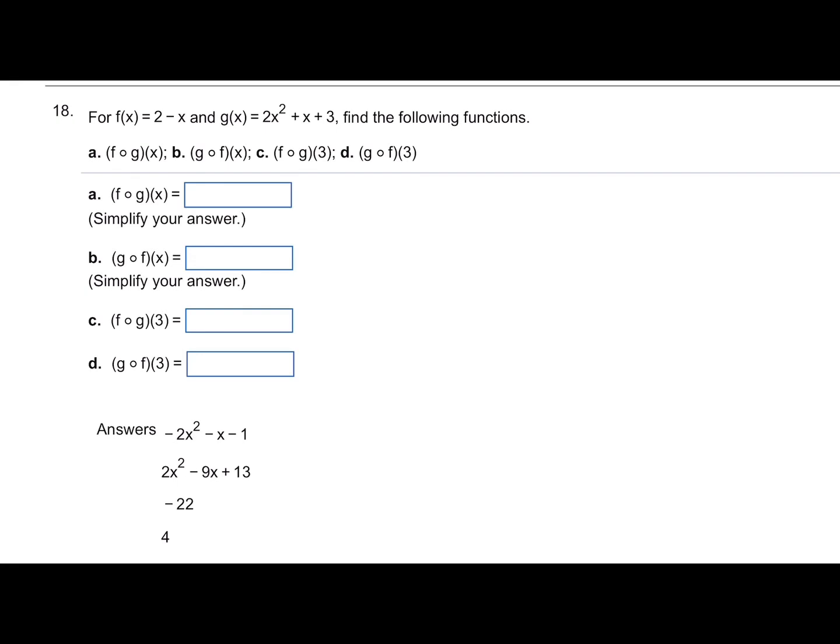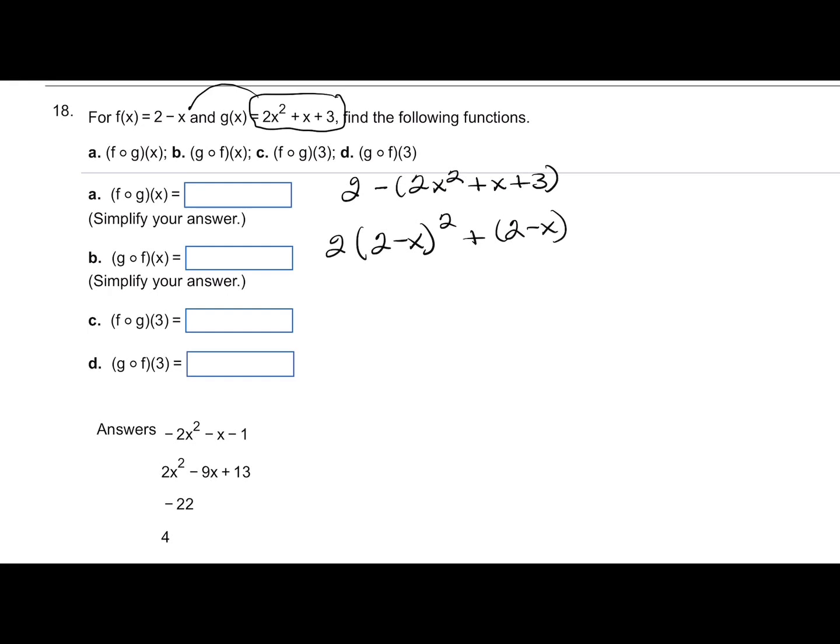Okay, so similarly, like I did in my one previous video, to do f circle g, I'm just going to take the g function and plug it into the x. So this will be 2 minus 2x squared plus x plus 3, and I'll let you figure out how you get to the result. And then g circle f, so 2 times 2 minus x squared plus, and it might be a good idea to leave it because you have a negative in the 2 minus x part. And then I'll leave that for you to figure out as well.